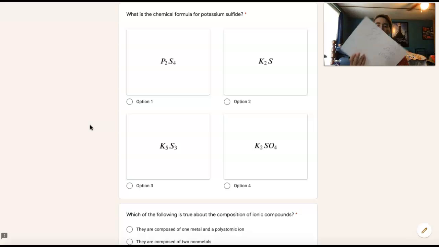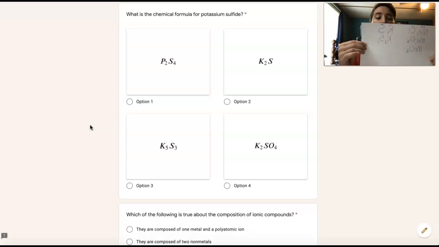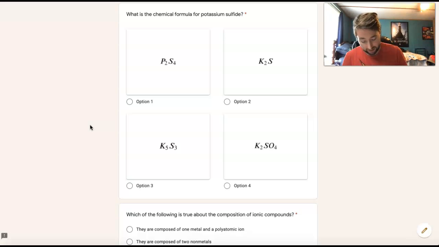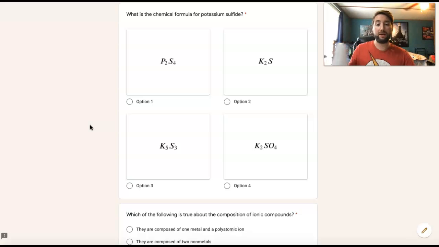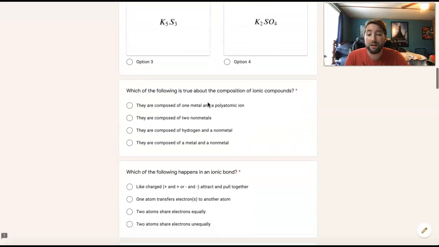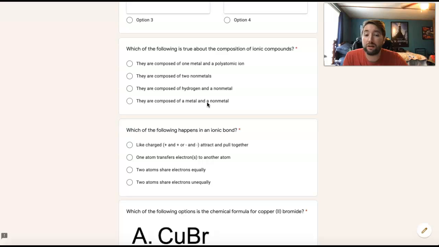Remember, you don't take the signs with them. And remember, you don't have to write the ones. So it's just going to be K2S, just like so. So it's K2S, which is option number 2. Alright, next one, it says, what is true about the composition of ionic compounds?